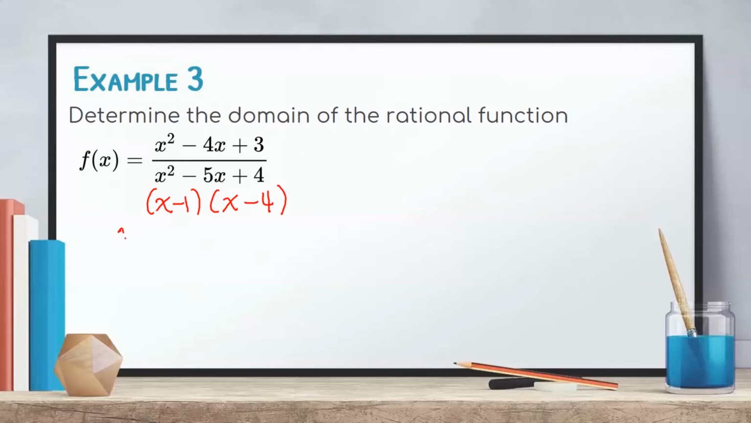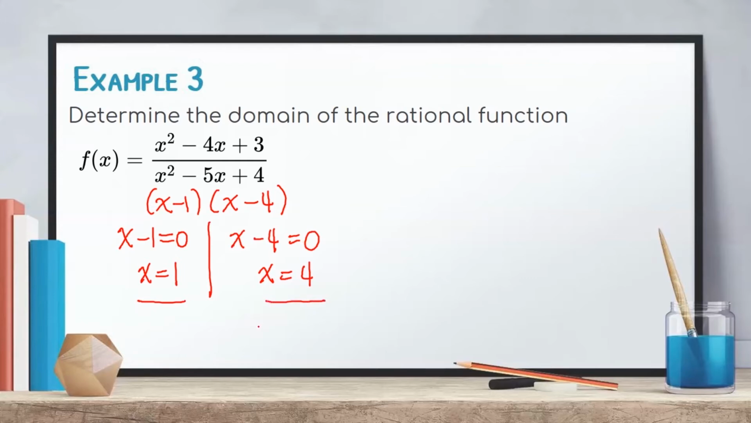Therefore, we will have x minus 1 equals 0 and x minus 4 equals 0. On this factor, we will have x equals 1, and on this one, we will have x equals 4. Therefore, the restrictions are 1 and 4, since they will make the denominator equal to 0. Finally, to write our domain, we will have the set of values of x such that x is an element of real numbers except 1 and 4.